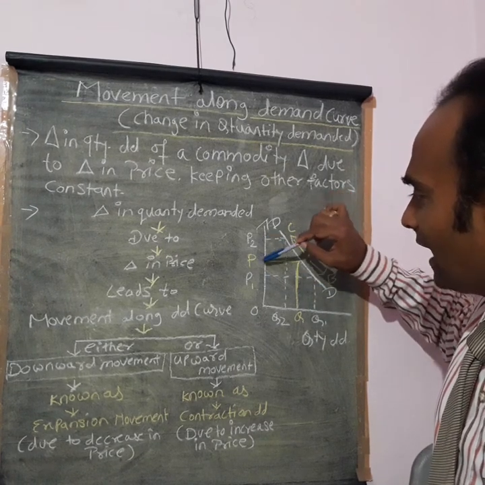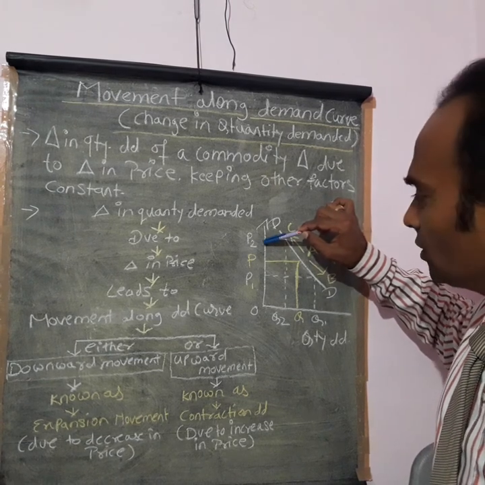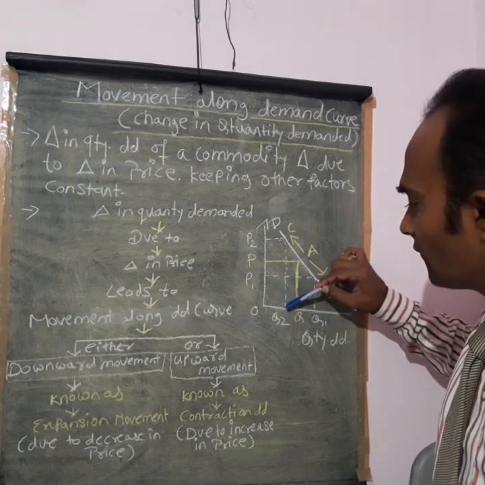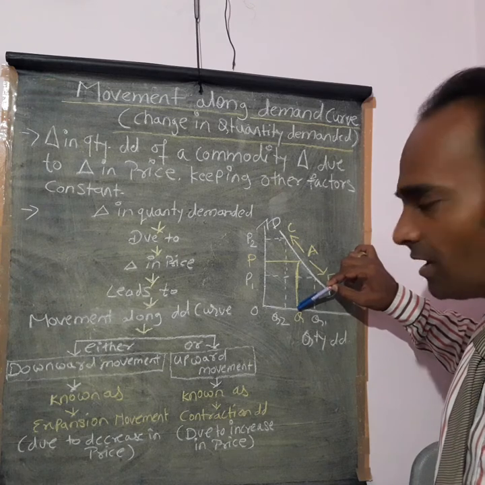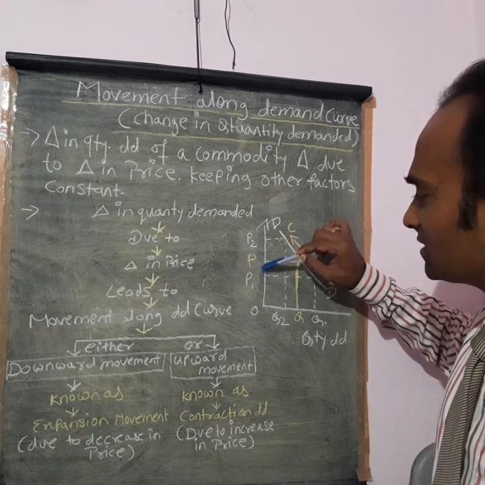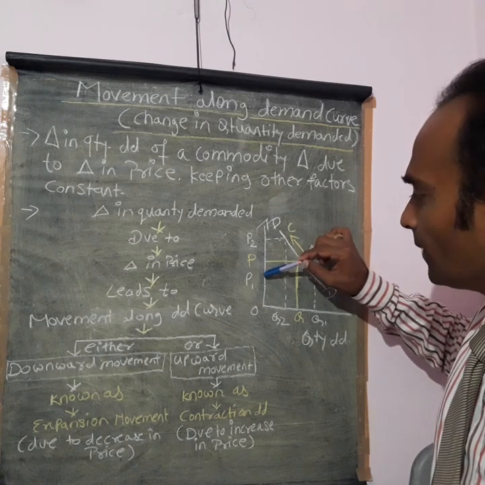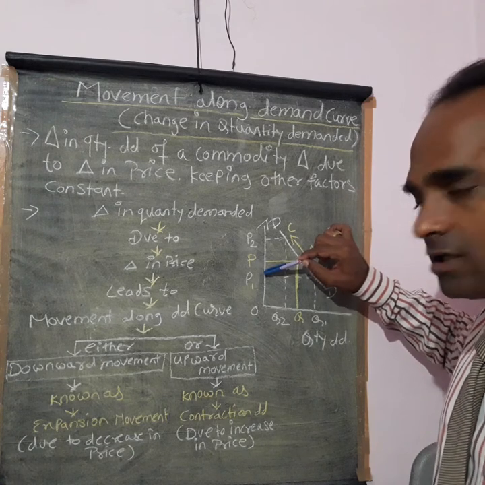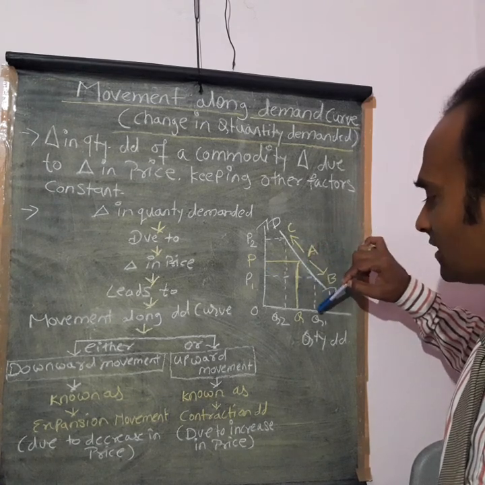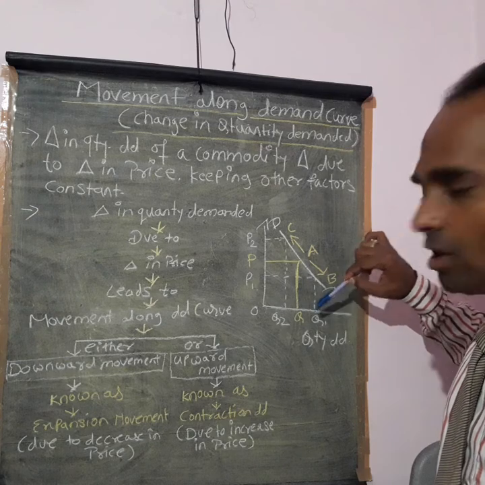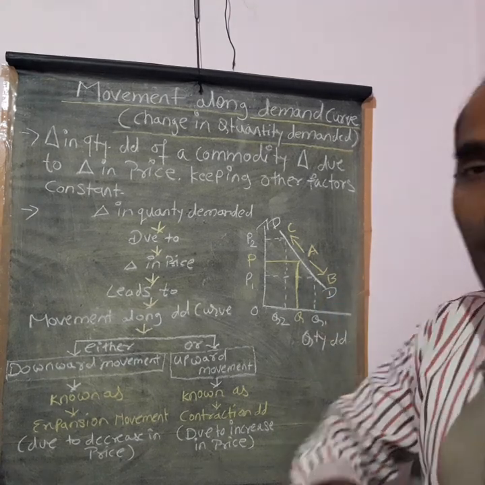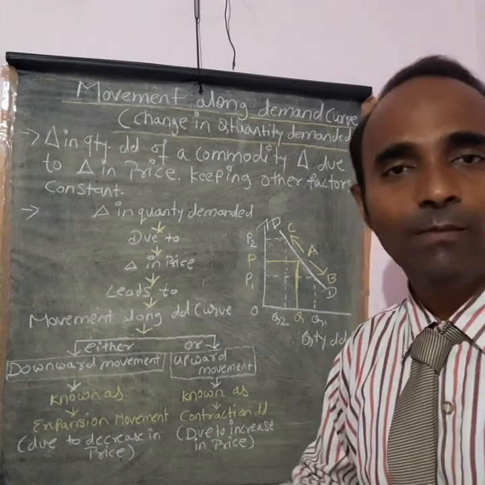So at the increased price level, your quantity is decreasing from the original quantity Q, and when the price goes down from P to P1, the quantity demanded in the market increases. That is expansion. The same thing we can expect, students, in the market.